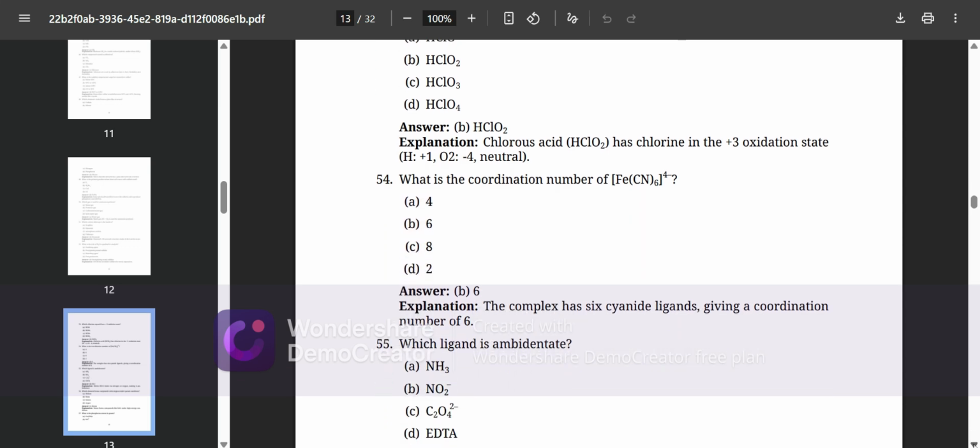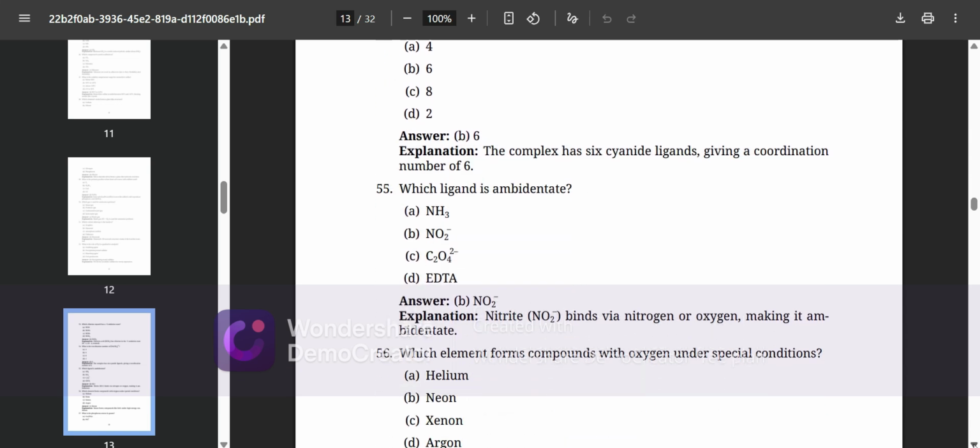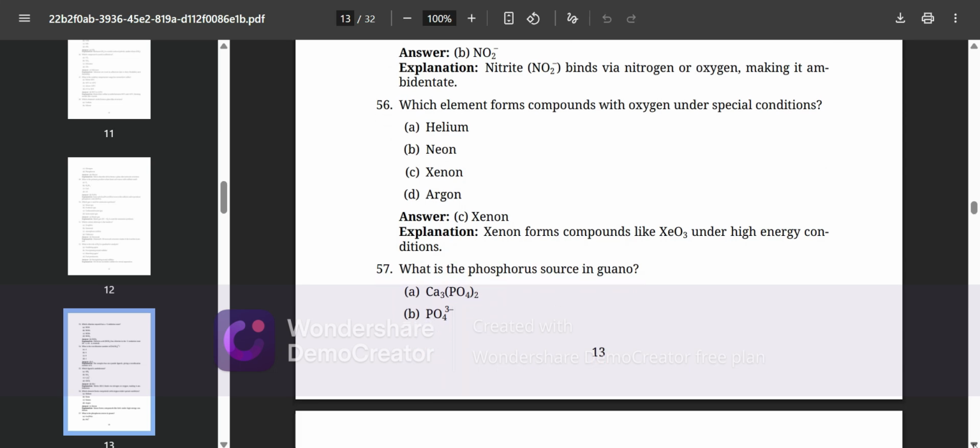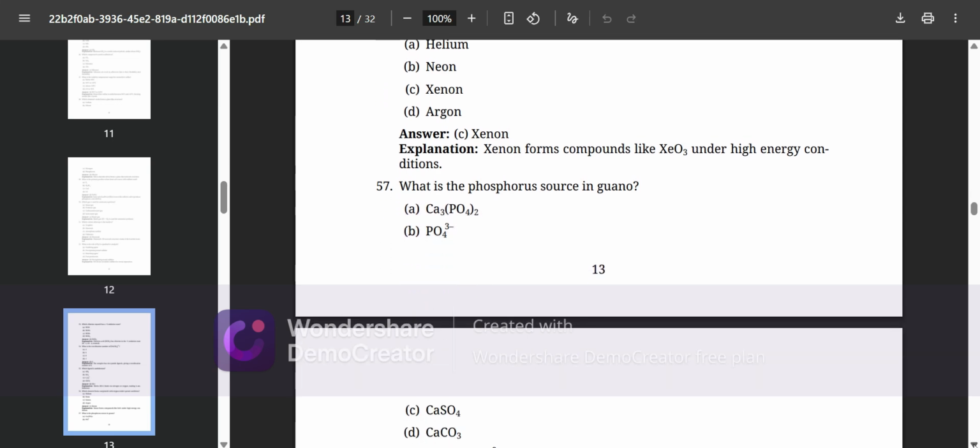What is the coordination number of [Fe(CN)6]4-? Plus 6. The complex has 6 cyanide ligands, giving a coordination number of 6. Which ligand is ambidentate? NO2 minus, nitrite. NO2 minus binds via nitrogen or oxygen, making it ambidentate. Which element forms compounds with oxygen under special conditions? Xenon forms compounds like XeO3 under high energy conditions.